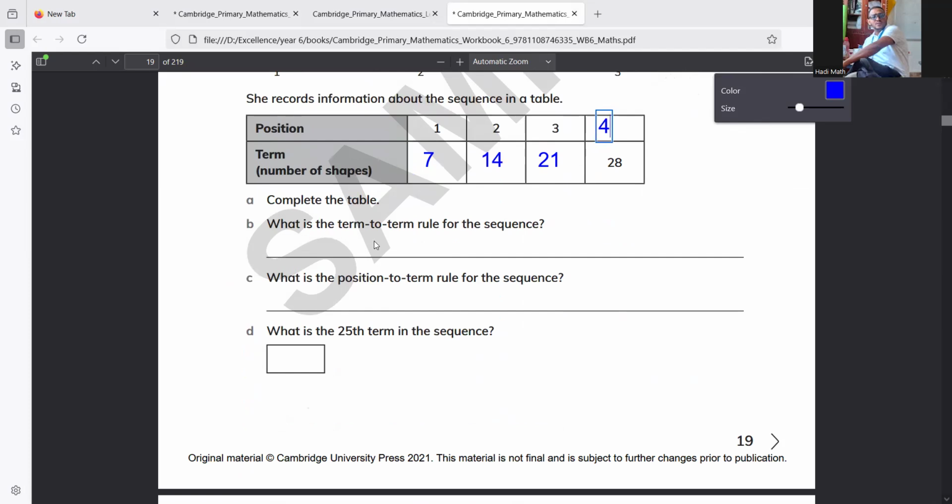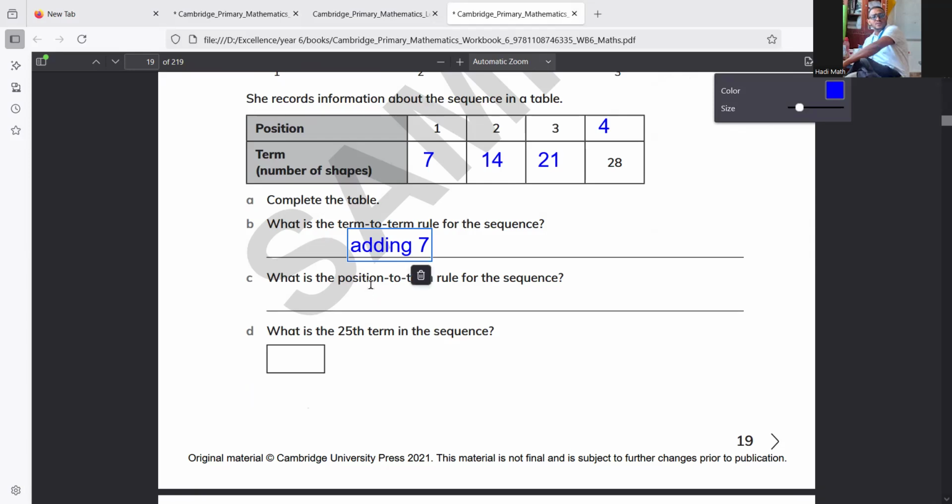Then they say, what is a term-to-term rule? We need to know the term-to-term rule. Remember, the term-to-term rule is a relation between any term and the other term. Like, what do we do when we move from the first term to the second term, to the third term? It is adding 7. And remember, our grade 6 students, all the time your term-to-term rule will be adding a specific number or subtracting a specific number, because we call this a linear sequence.